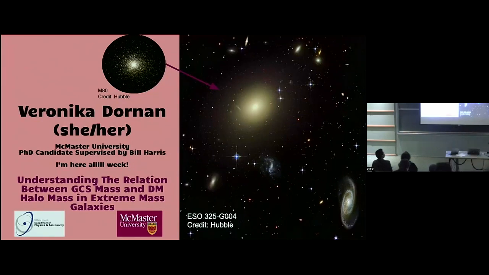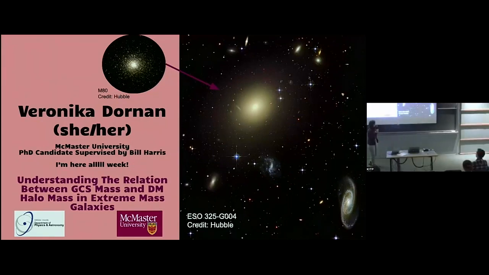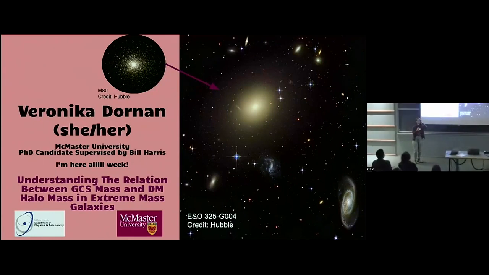Thank you. Hello, everyone. My name is Veronica Dornan. I'm a PhD candidate at McMaster University, being supervised by Bill Harris. And my research is looking into the relationship between the globular cluster system mass and the dark matter halo mass that's seen in pretty much all galaxies. Recently, I've been focusing on that at the very high mass end, looking at BCGs, but I'm looking to also investigate this for dwarf galaxies and also better understand how to determine which globular clusters are associated with host BCGs versus satellite galaxies, which are part of the intracluster medium.